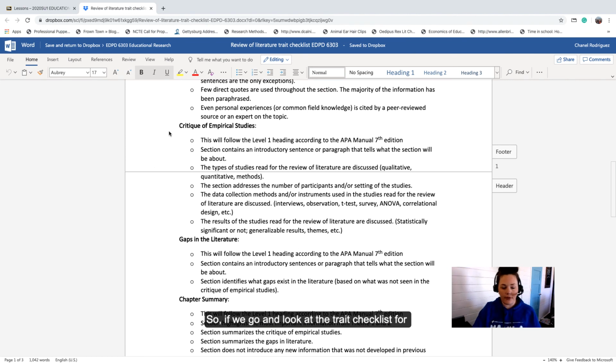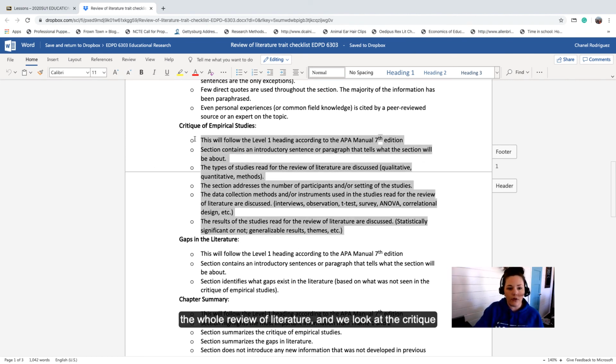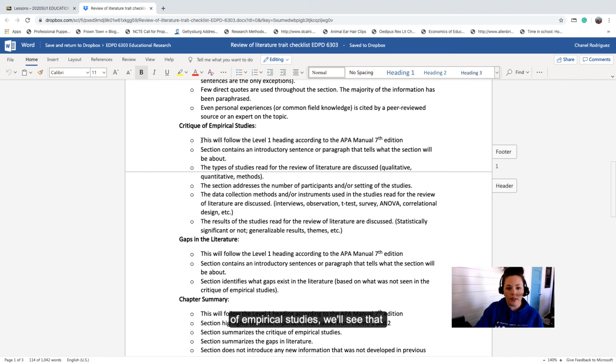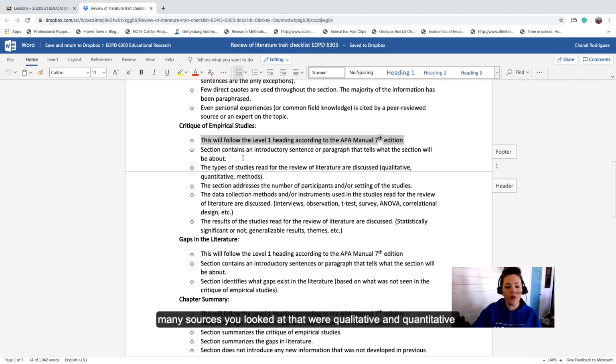So if we go and look at the trait checklist for the whole review of literature, and we look at their critique of empirical studies, we'll see that this is also going to follow a level one heading according to the APA 7th edition manual. It's going to have an introductory sentence or paragraph depending on how many sources you looked at that were qualitative and quantitative. The types of studies read for the review are discussed, and you should have both qualitative and quantitative.